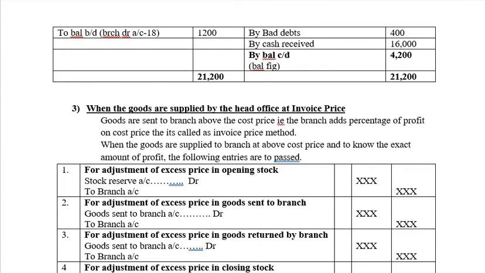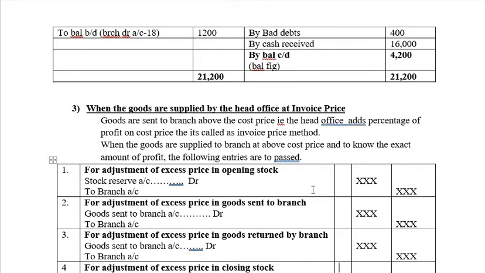Okay, so here the goods are sent above the cost price, that is the head office, it's not branch, it should be corrected over here, the head office adds a percentage of profit on cost price, and that is called the invoice price method. Okay, when the goods are supplied to the branch above the cost price, and to know the exact amount of profit, the following entries are to be passed.